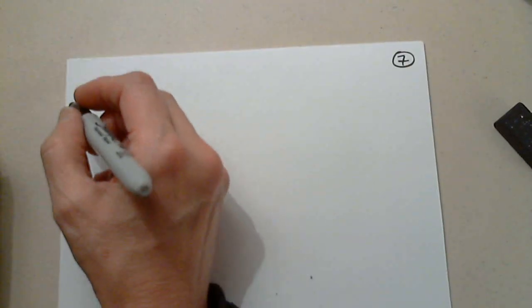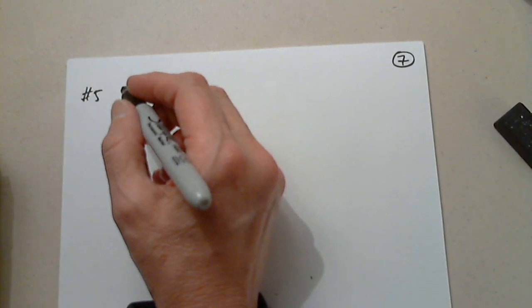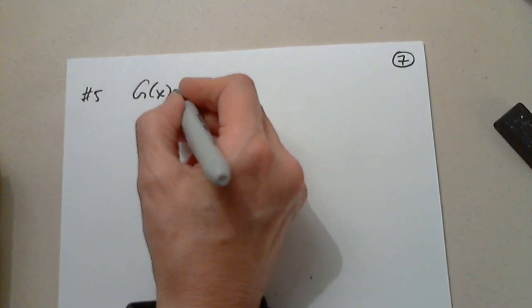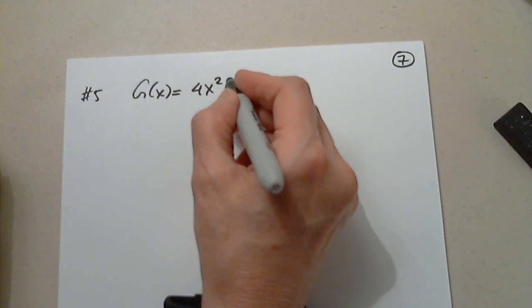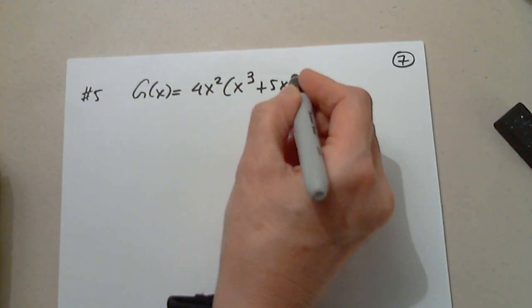5, you said. Okay, very good. Let's look at 5. So 5 says g of x equals 4x squared times (x to the third plus 5x).